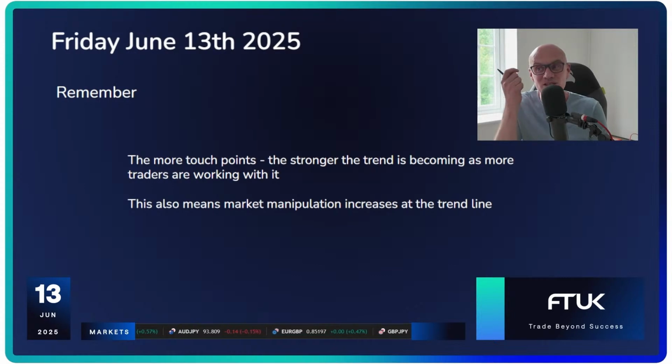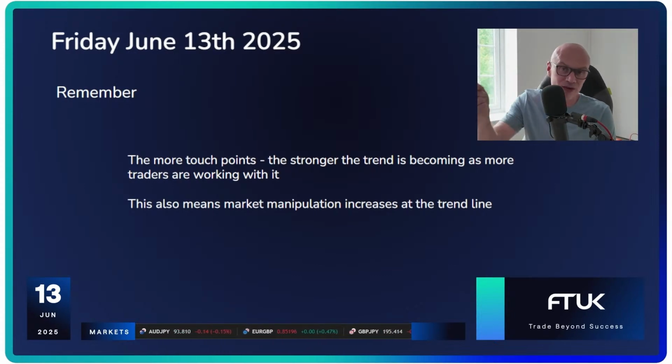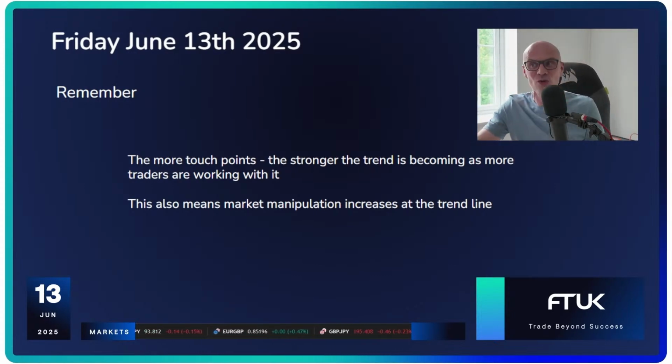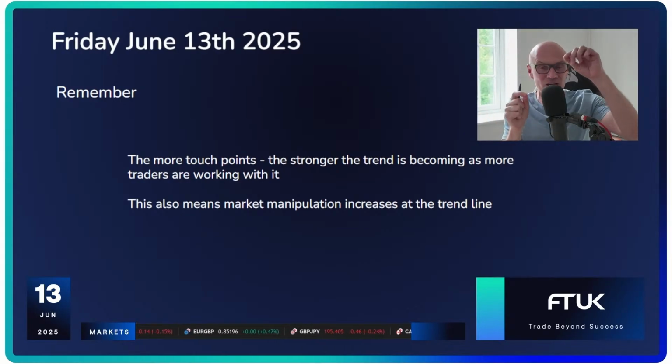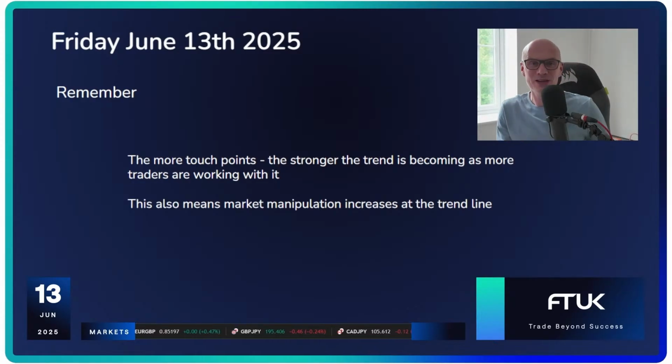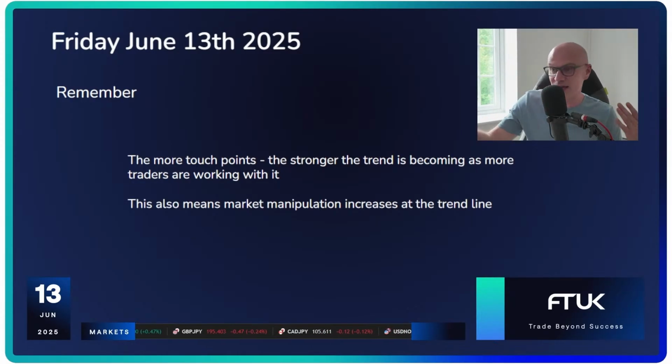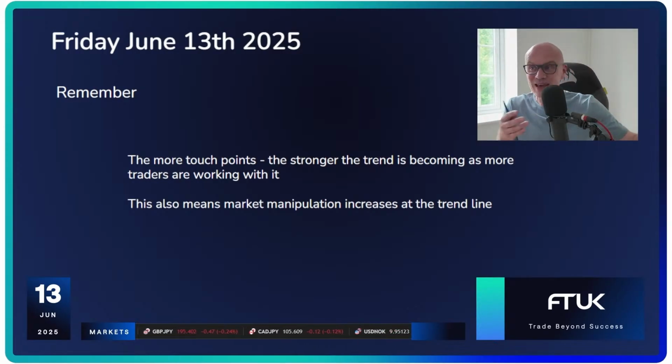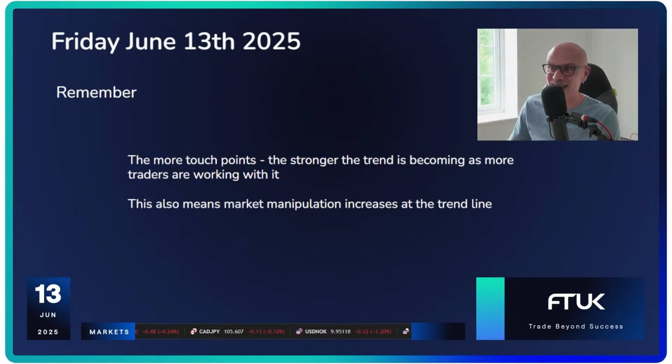But what that does mean is that the more touch points you get, the stronger the trend, and the more manipulation you get as those extreme points in the price action get interacted with. Why? Because more people are seeing it. If you're seeing it, everybody else is seeing it as well, and the algorithms see it because they know how to define it too. So you do get a lot of manipulation around that.